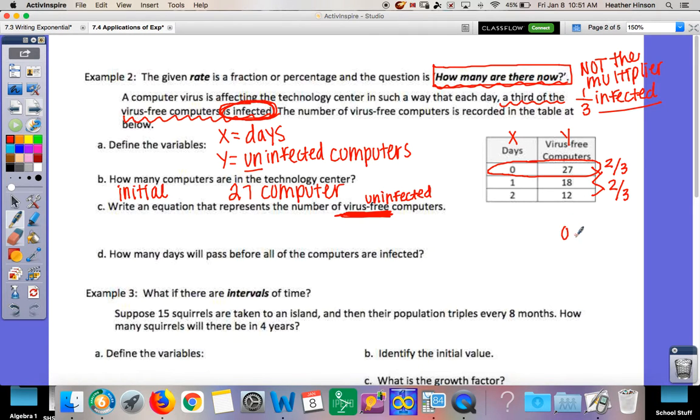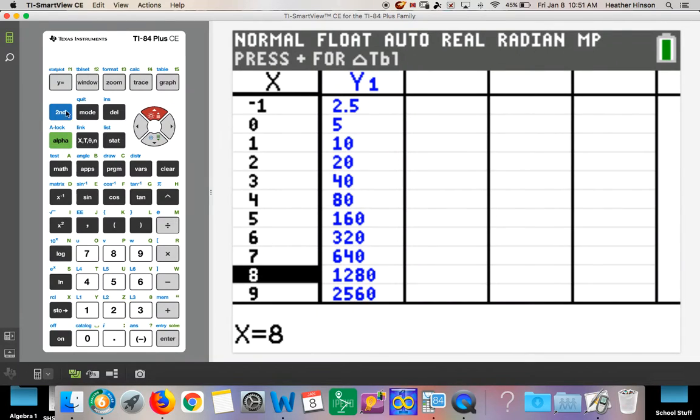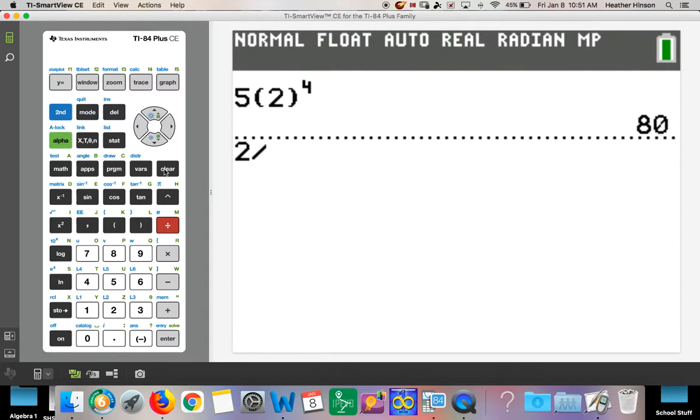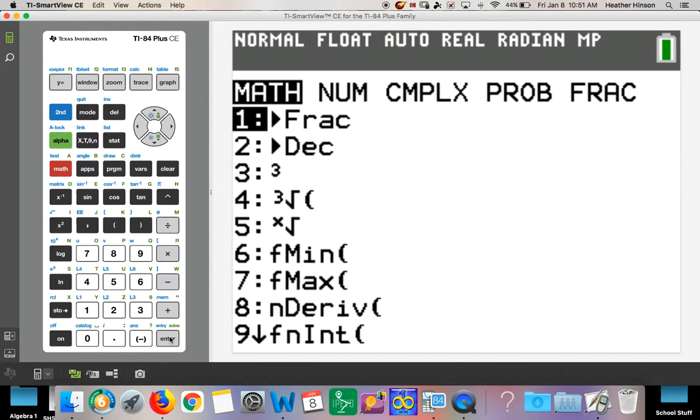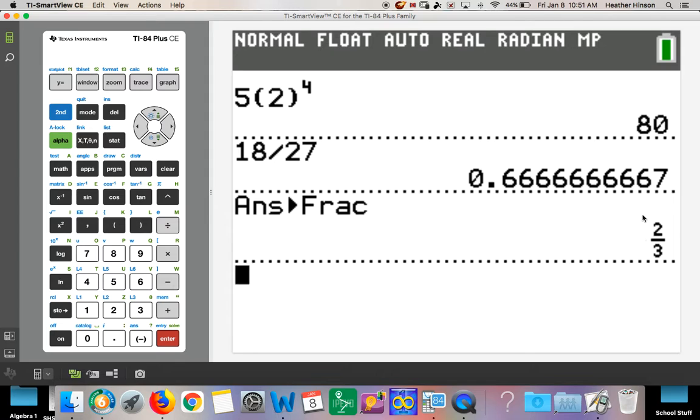Now when you plug it into the calculator, 18 divided by 27, you're going to get 0.6 forever. You cannot put that in an equation. You can't use repeating decimals. So you just have to hit math, enter, enter to get that 2/3. That's all you have to do.